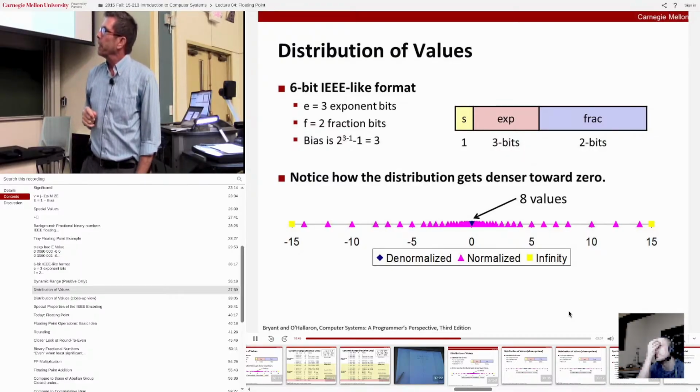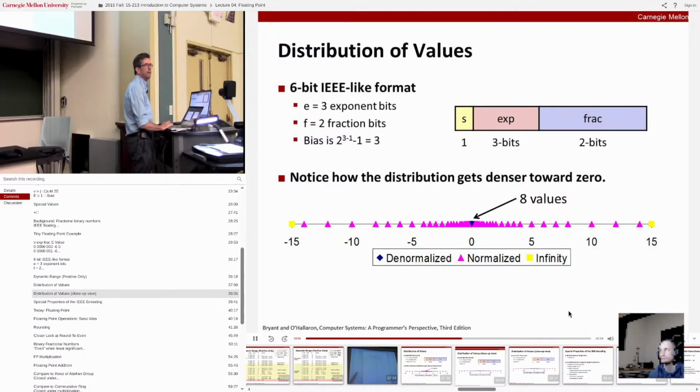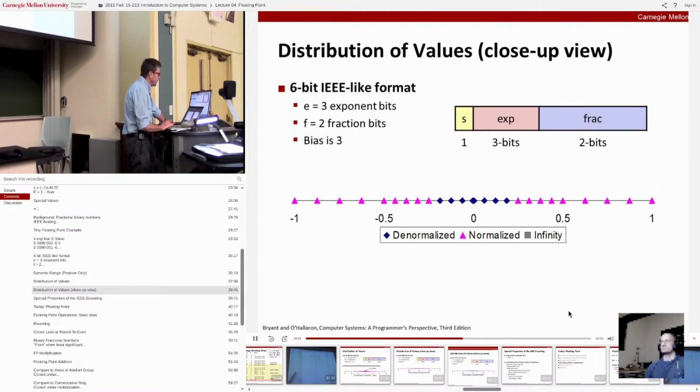So you can see, like in this little example, these values here are all equally spaced. These 4 values are equally spaced, and they're right next to each other. And then you see this jump in the spacing. That represents an increase in the EXP field by 1. And then that spacing doubles as we go out. And you can see it even better here.